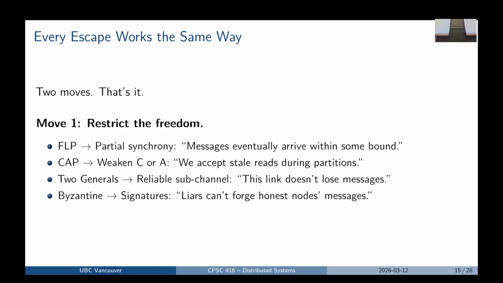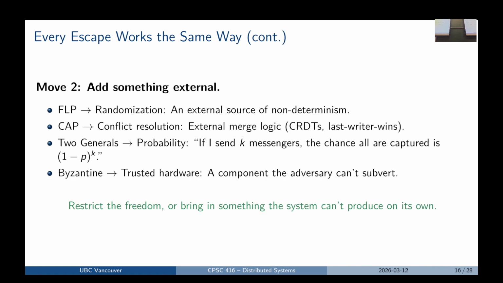In Byzantine, we can actually use signatures. So, in other words, the liars can't actually forge the messages of honest nodes. That would be an example of that. I don't think that's the one we used, though. The reason we're using that now is because that's actually the Bitcoin, the blockchain solution.